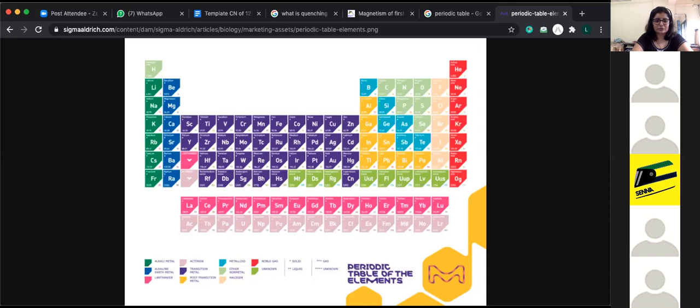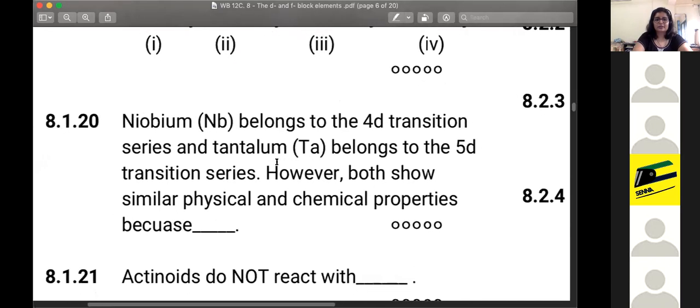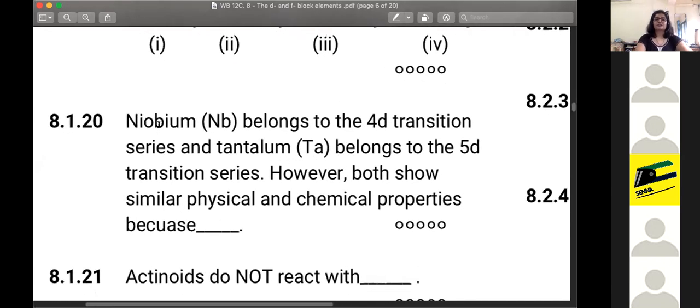All right, so getting back to this. 20th. Niobium belongs to the 4d transition series and tantalum belongs to the 5d transition series. But both show similar physical and chemical properties because... answer this in 2 words.